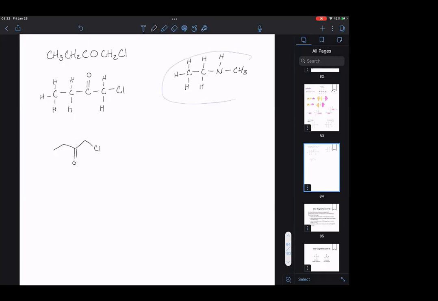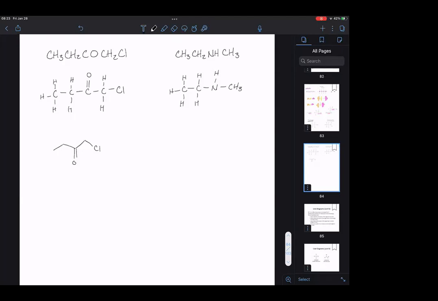All right, so for this one, how we would do it in a condensed formula. Again, we're just going to read from left to right here. Starting out, we have a CH3, then a CH2, then an NH, followed by another CH3.